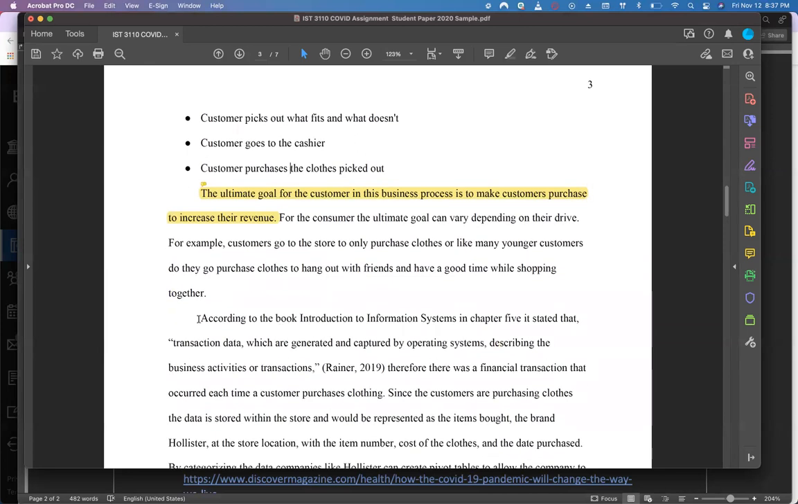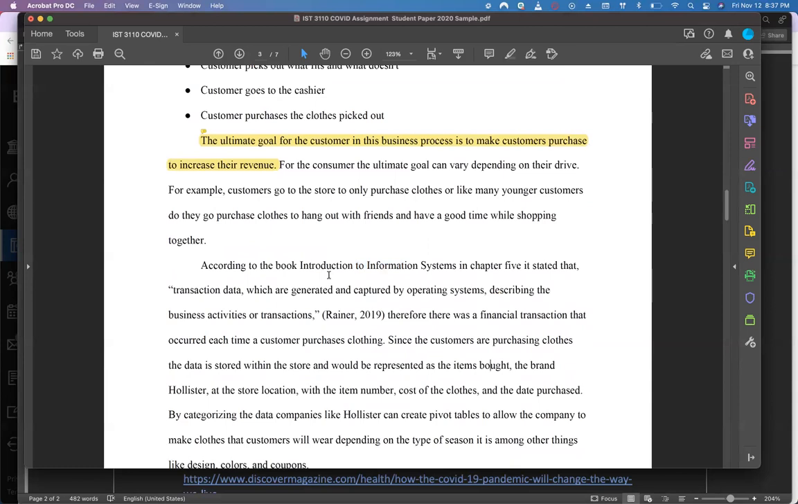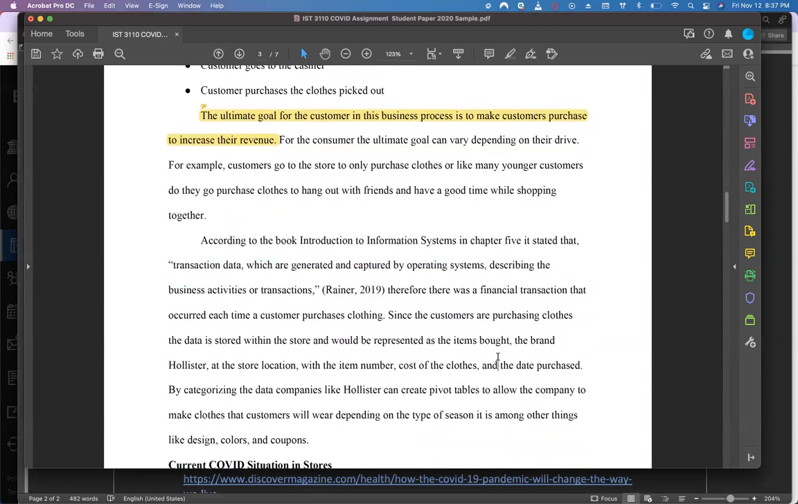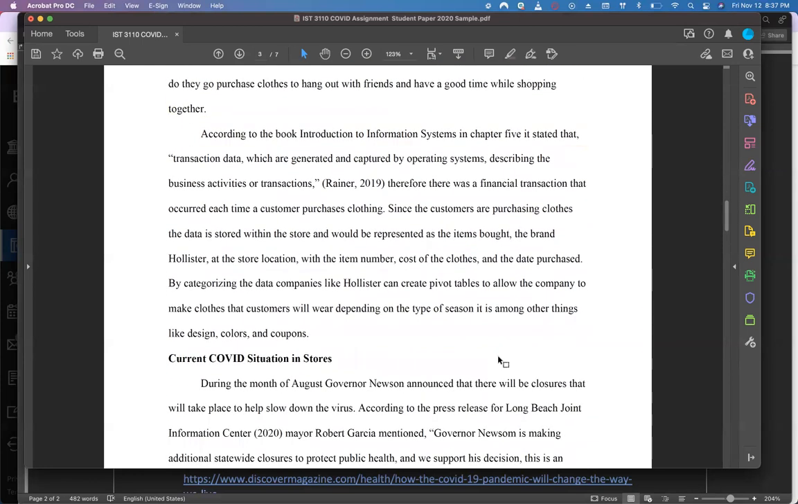Exactly. Then he goes into saying, according to the book, and so on. He didn't really have to say the intro again. It's okay. I don't mind it. But he says the transaction data which are generated are captured. And again, as you can see, it's not complicated. It's well written. It's clear, right?